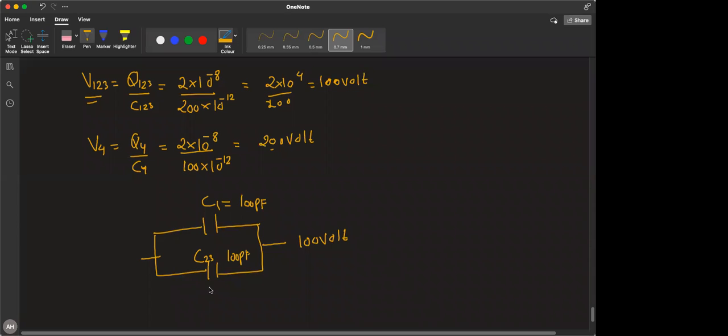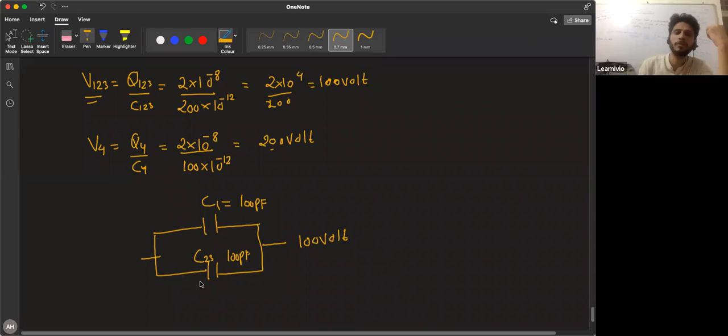It will be same because it is parallel. Yeah, it will be same because they are in parallel. V1 will be equal to V23 will be equal to 100 volt.